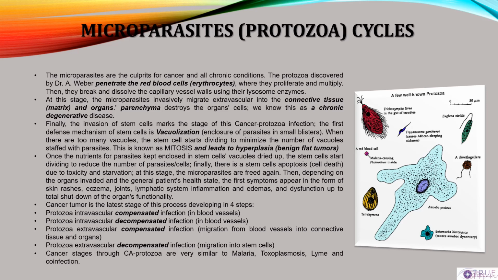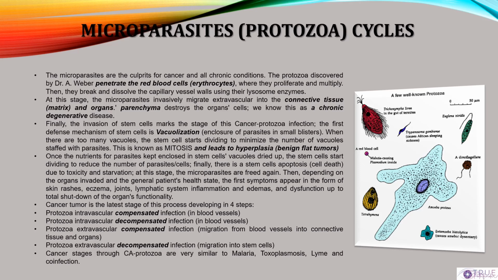This stem cell invasion of this protozoa type microparasites is then met, of course, by our body's defense systems. And the first defense system of our stem cells is called vacuolization. So they enclose the parasites in small blisters. And when there are too many such blisters, known as vacuoles, when the stem cells become overburdened by a way too big number of these microparasites, the stem cells start dividing to minimize the number of vacuoles within them. And this is known as mitosis, and it leads to hyperplasia, also known as benign flat tumors.